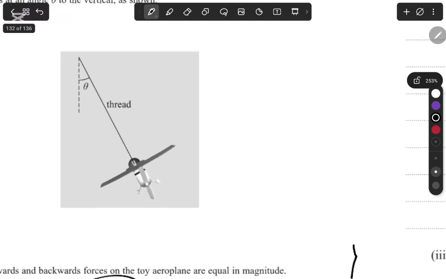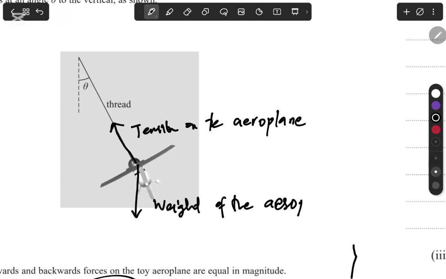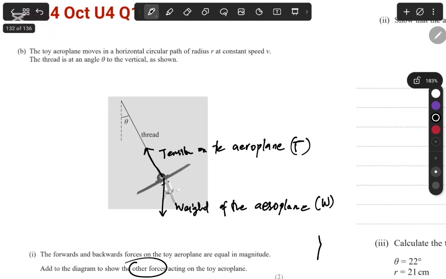So first of all, because of the thread, there's going to be a tension force. So there's going to be the tension on the aeroplane. That's going to be the first force. The second force is going to be the weight. So we're going to have the weight of the aeroplane. So you can just write it as T for tension and W for weight.